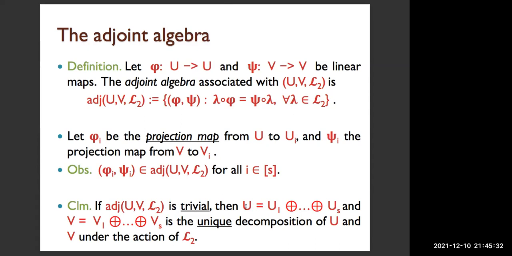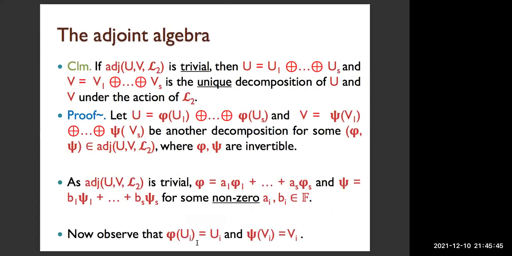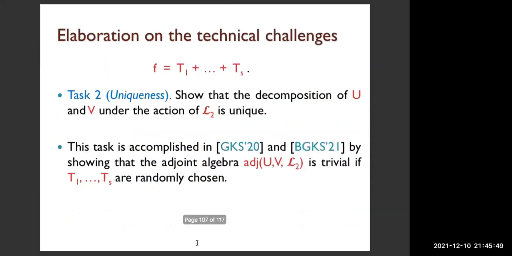Now comes the important claim that if the adjoint is trivial, then one can show the uniqueness that we want, that U indeed decomposes as U1 through US, and this is the only decomposition. And V decomposes like this under the action of L2. Again, the proof is given in the slide. This time the proof is just one slide, not 3 lines, but it's fairly easy. I'm skipping it here. What these papers do is they actually show that the corresponding adjoint algebra is trivial, and that implies uniqueness of decomposition. And once we get uniqueness, we are done.